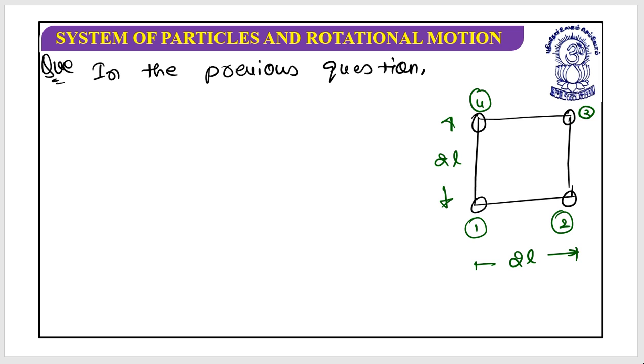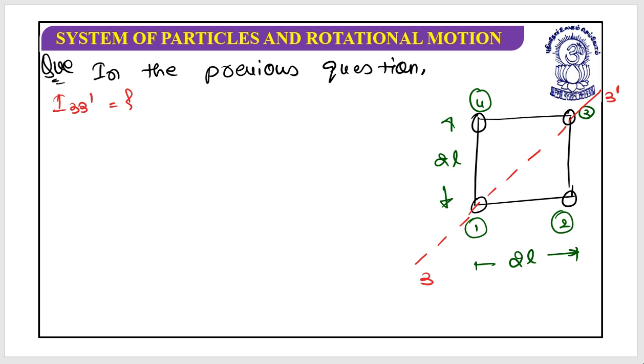Now let's suppose I need to rotate this about this rotational axis. Let me name this axis 3 3 dash. So you need to find this I33 dash. How will you do this?